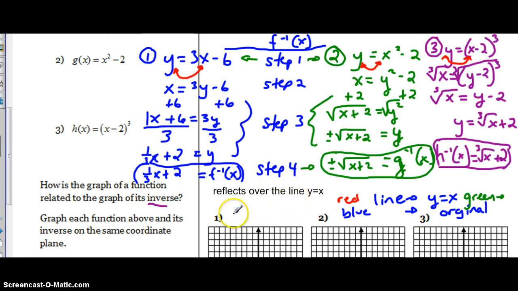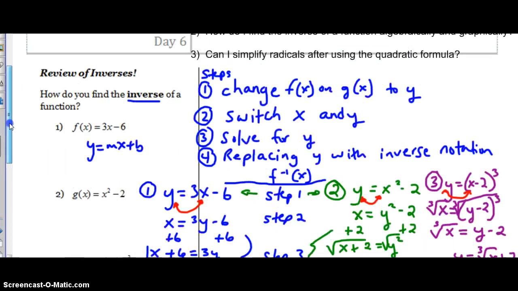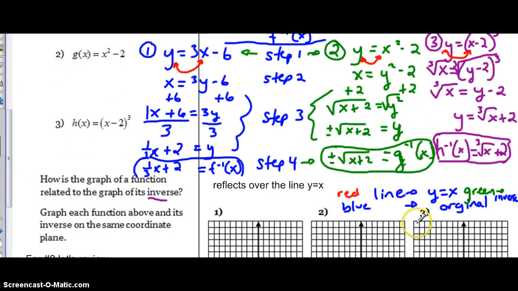And then what I want you to do is graph the function and its inverse on the same coordinate plane. So number 1, you'll graph f of x and its inverse here, and then number 2 for g of x, and then 3 for h of x. The color scheme I'd like you to use, because that's what I'll be using, is the red line. I want you to graph your y equals x line. And then with blue, if you have a colored pencil, please use blue for the original function and green for the inverse. So go ahead and pause and try that. Graph them on your own and then check your answer with me.